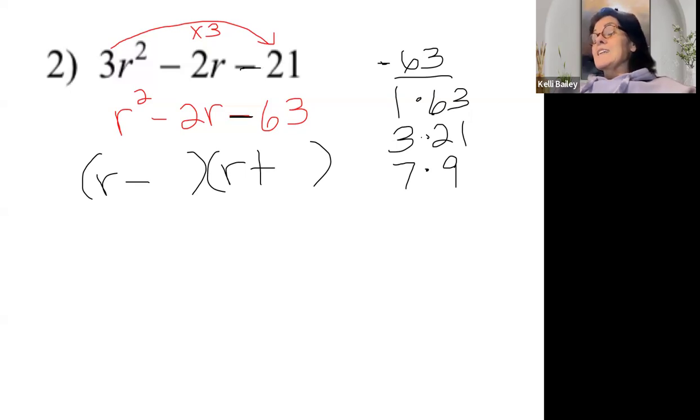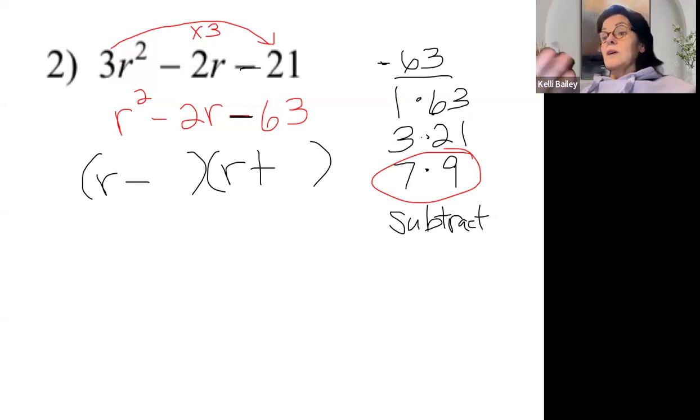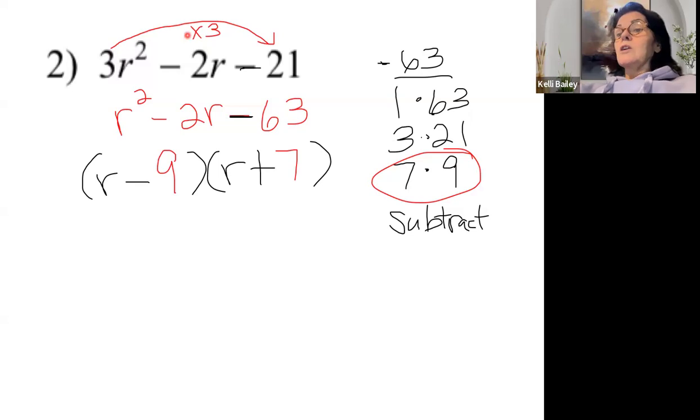So if it's minus, I want to know which numbers subtract to be 2. And my winning pair here is 9 and 7. 63 minus 1 is way big. 21 minus 3 is too big. 9 minus 7 gives us 2. And very, very important to put the big one first. Okay, so now, are we done? You might hope so. You might be tempted to stop right there, but we cheated. So we've got to uncheat.